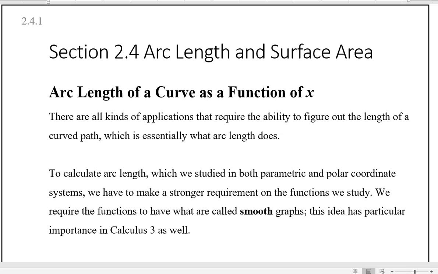To calculate arc length, which we studied already in both parametric and polar, we need to have a stronger requirement on the functions we study. In particular, we need these functions to have what are called smooth graphs. Smooth graphs are very important in Calculus 3 as well. Let's take a look at what a smooth graph is.